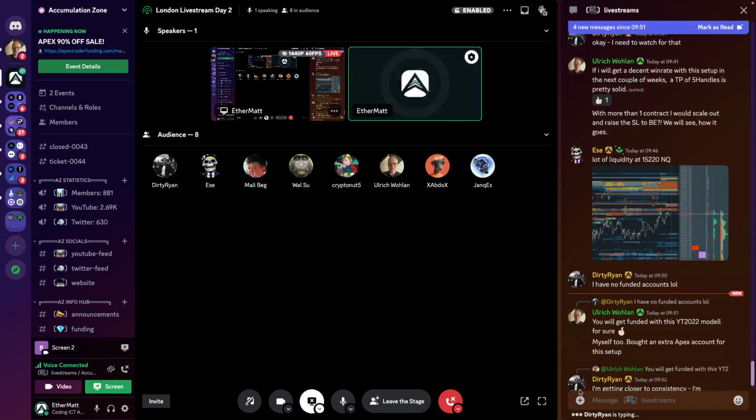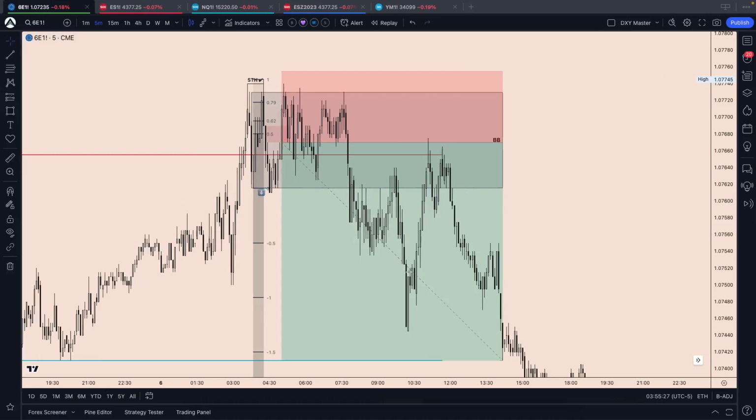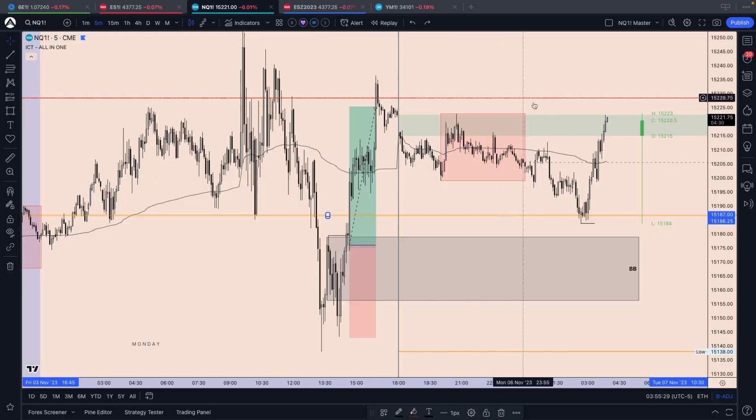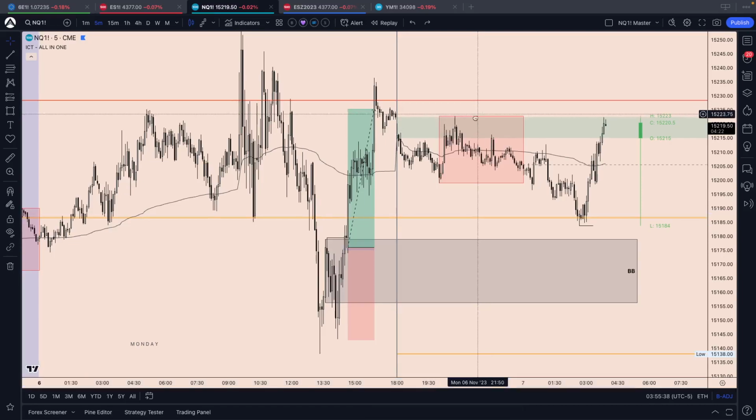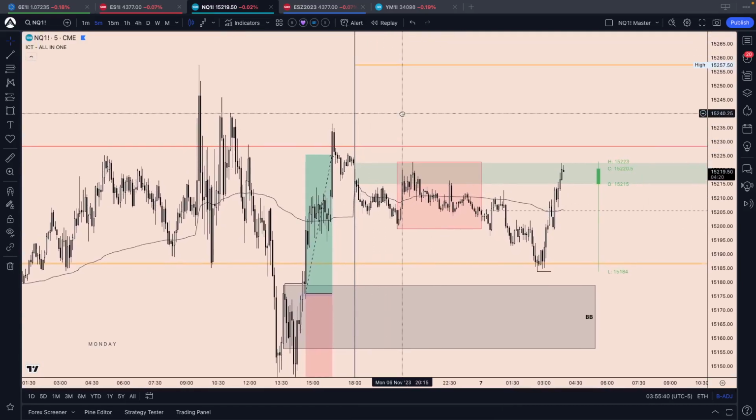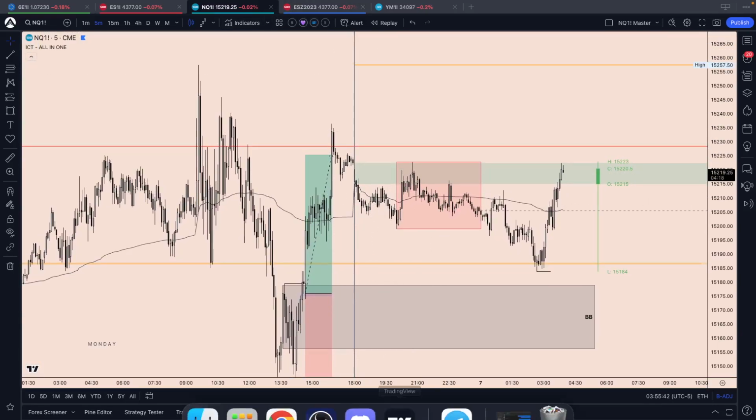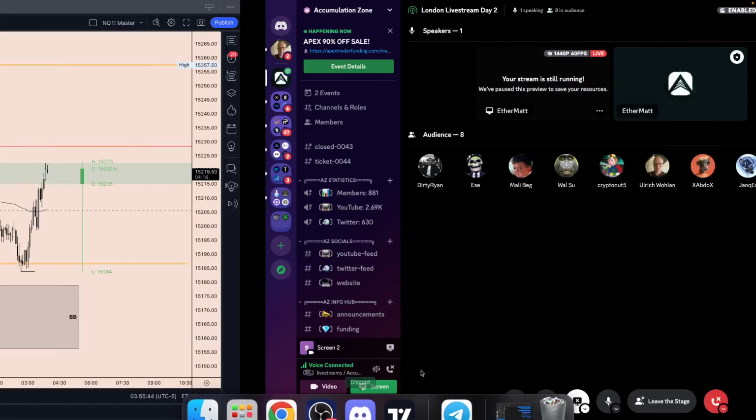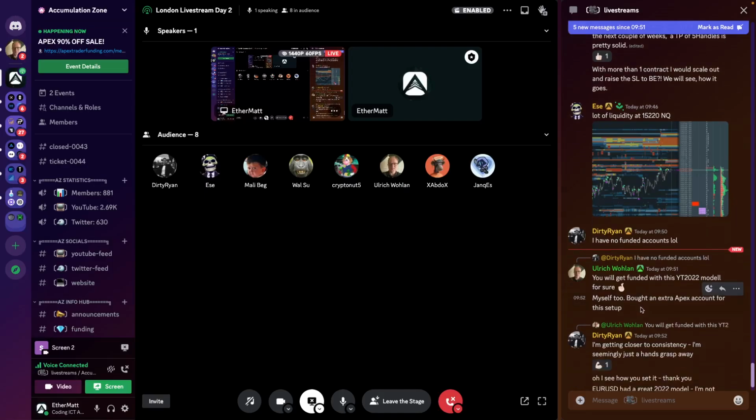Lots of liquidity at 1522. 1522 on NQ. 1522, right here. Now that would be the Asia session high. New day opening gap. We'll see. We scale out. You get there, Ryan.